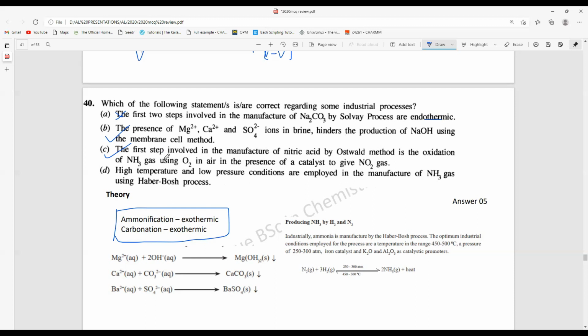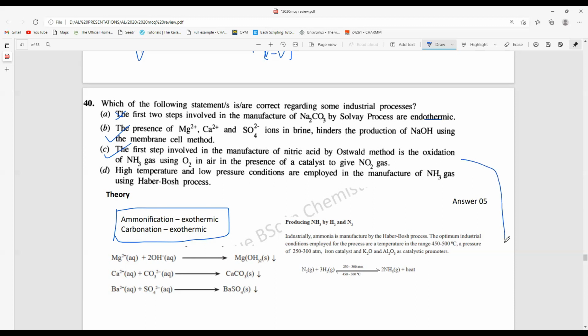Because basically in the nitric acid process, first oxidation of ammonia happens using O2 in air in the presence of catalyst to give NO2. Yeah, I think this is correct. This is the first step. If I remember, yes, the idea is this.